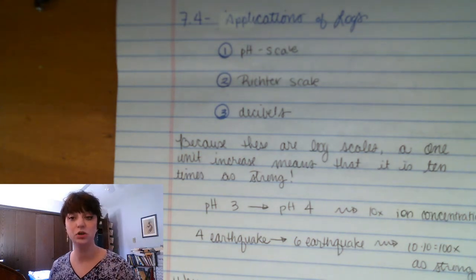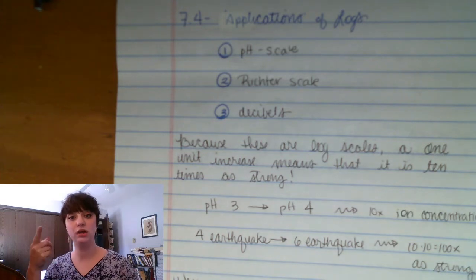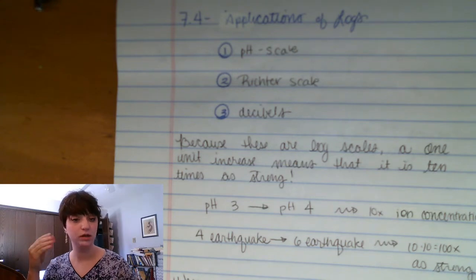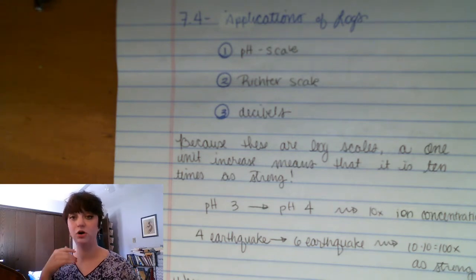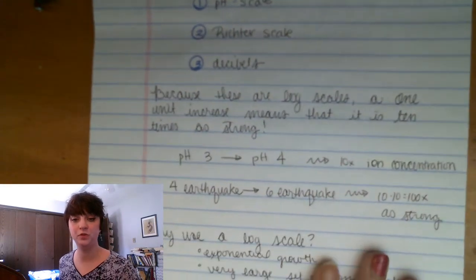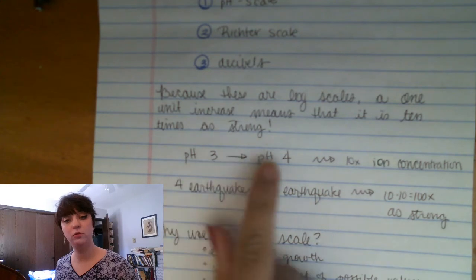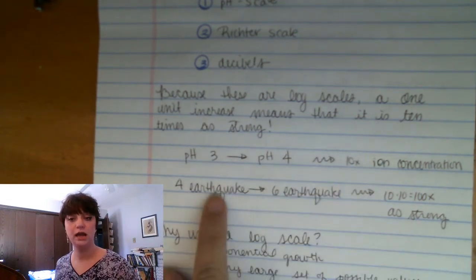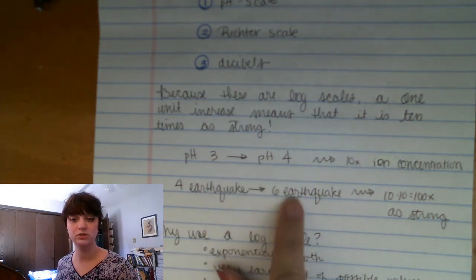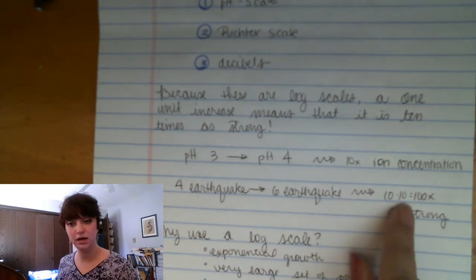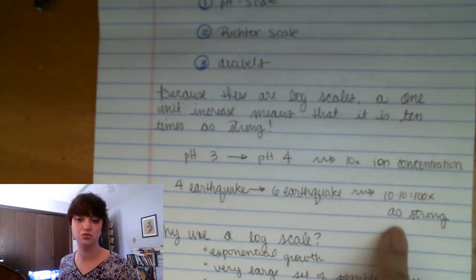Now, because these are log scales, a 1 unit increase means that it's 10 times as strong, or e times if you were having to use natural logarithm. All of these use the common log, so the thing we raise to a power is 10. A pH 3 to 4 means you have 10 times the ion concentration. A Richter scale 4 earthquake to a Richter scale 6 earthquake is 2 jumps, so that's 10 times 10, which is 100 times as strong.